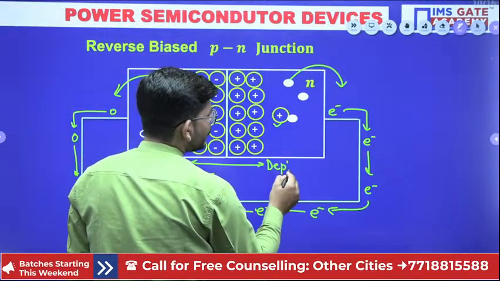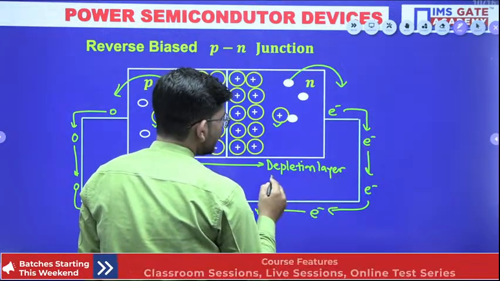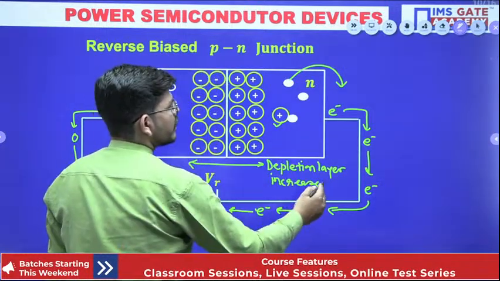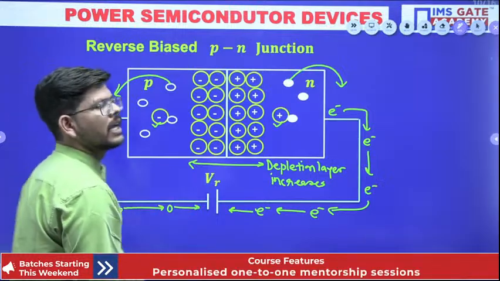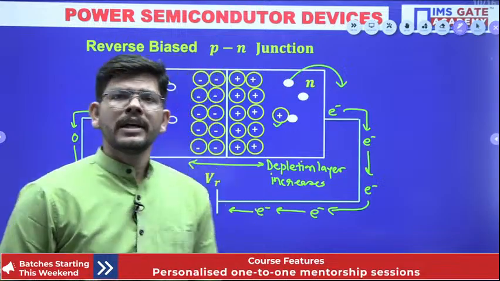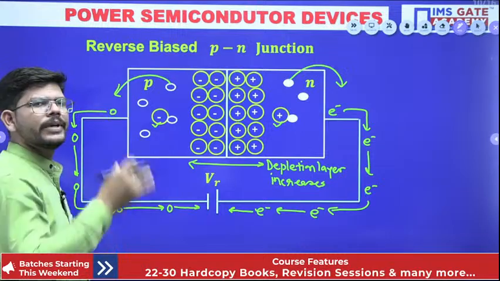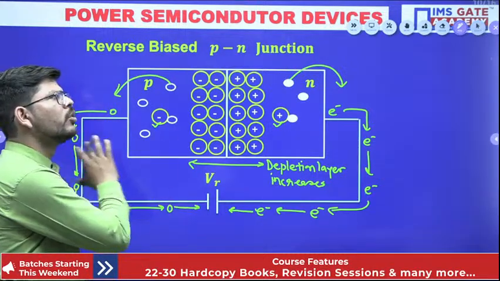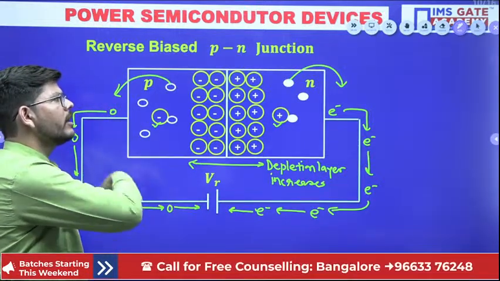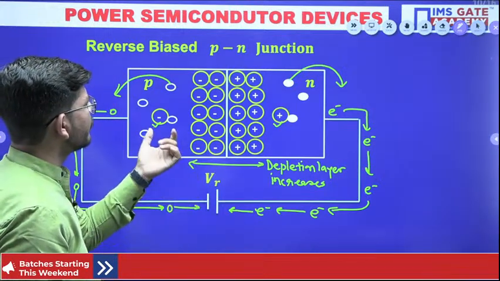So the depletion layer width increases, and there will be a very, very low current called the minority charge carrier current, a very low current in nanoamperes, or we can say there is no current in this particular case. Practically, measuring current in amperes or milliamperes, there will not be any current here. So this is what happens when we reverse bias this particular junction.